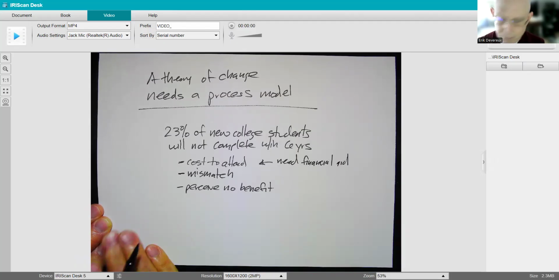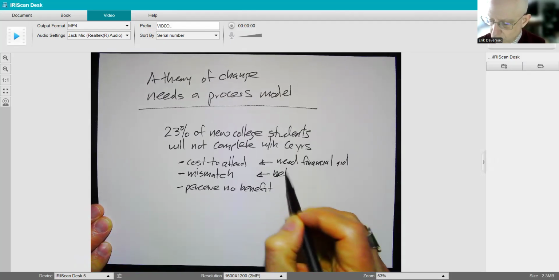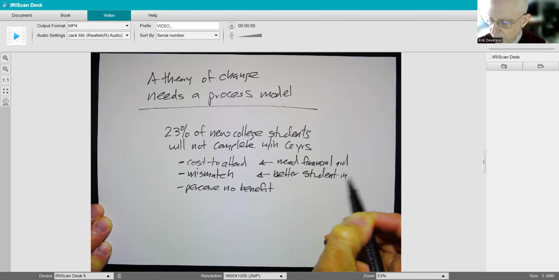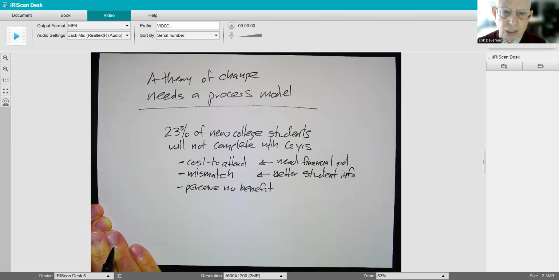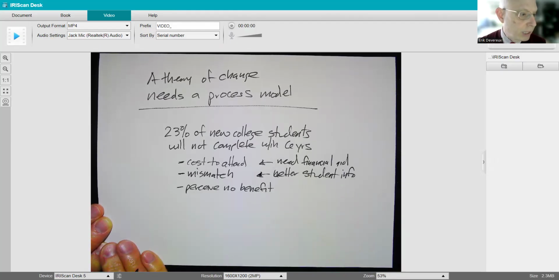If the problem is the mismatch, you need better consumer and better student information. You need to improve the way in which students understand and evaluate colleges so they will make better choices about where to go and be happier where they get there.